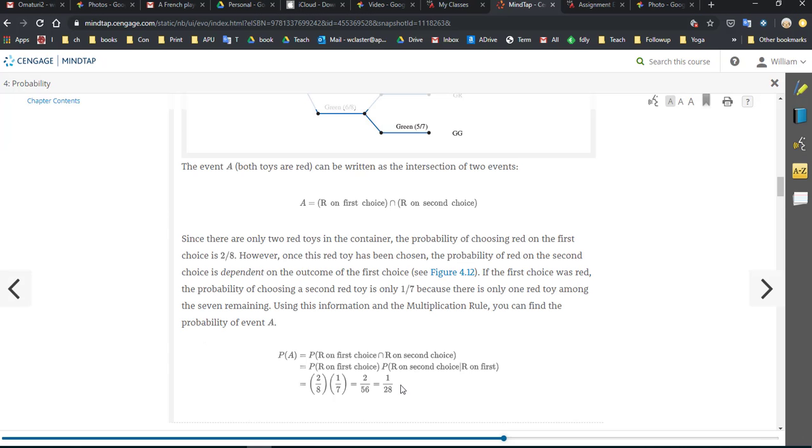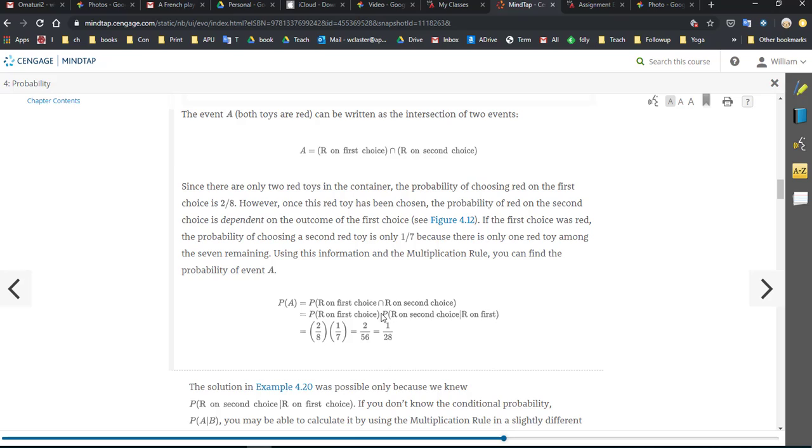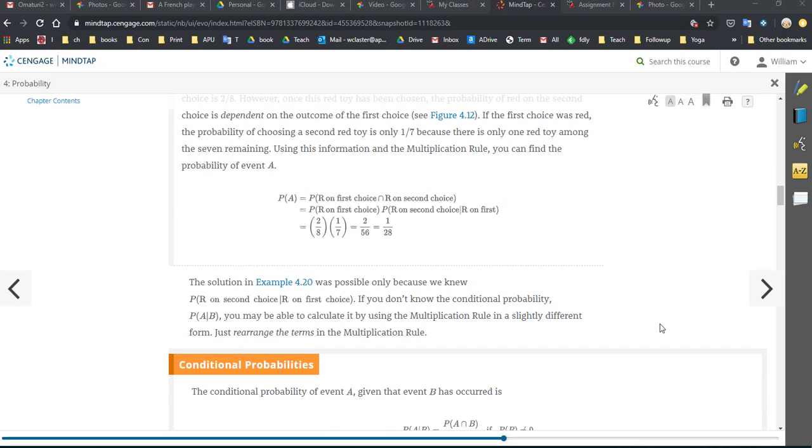Okay, so we get this answer, which they do here, same thing that we did here. They get this times this, which is 1/28. And they point out that this solution was only possible because we knew the probability of red on the second given red on the first. If you don't know the conditional probability of A given B, you may be able to calculate it using the multiplication rule in a slightly different form. Just rearrange the terms in the multiplication rule.